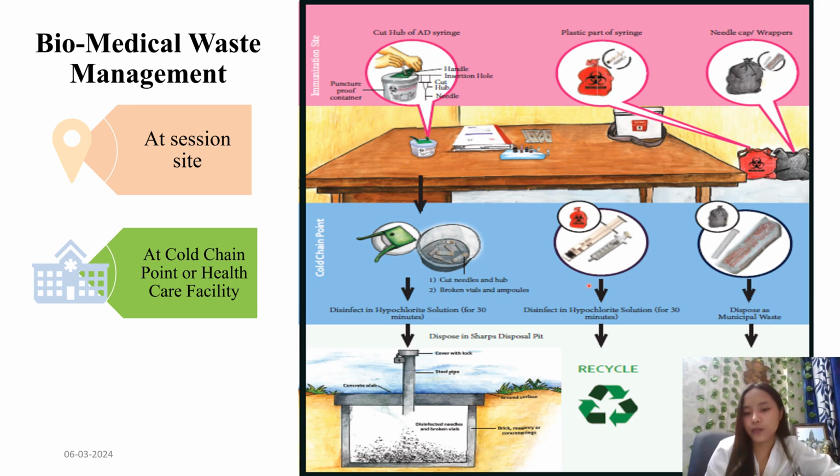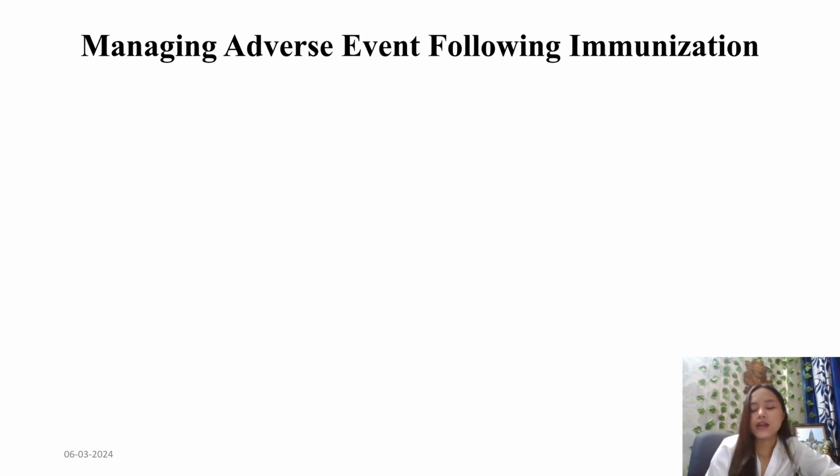The plastic part of the syringe will be disposed of in the red bag, which will later be sent to the cold chain point for disinfection in 1% hypochlorite solution for 30 minutes, and later it will be sent for recycling. And the needle cap or wrappers will be disposed of in the black bag, which will later be disposed of as municipal waste. Also, we must remember that the cotton swab used at the immunization site will be disposed of in the yellow bag.